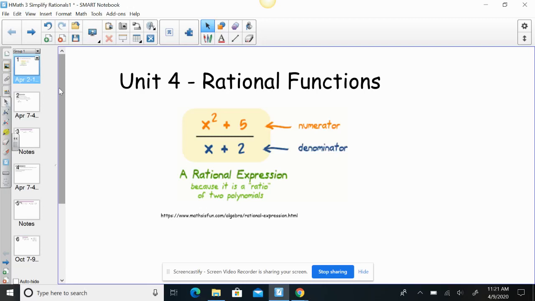Hi guys, today we're starting Unit 4, our study of rational functions. When you see a rational function, you will see two different polynomials that are being divided, because remember, ratio just means that we are dividing two different things. So it'll look kind of like this example here.